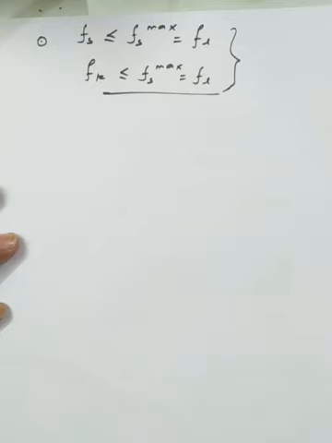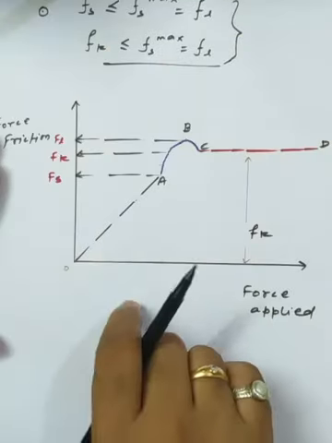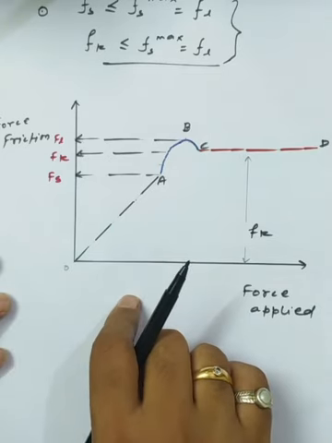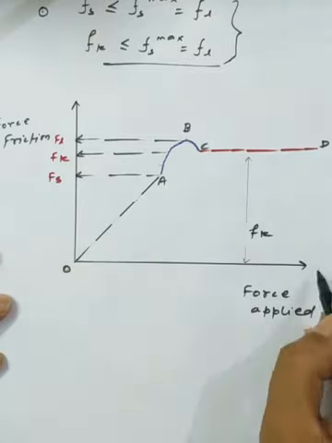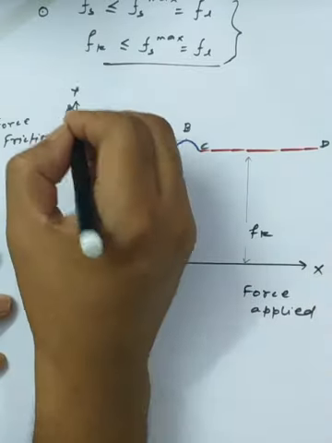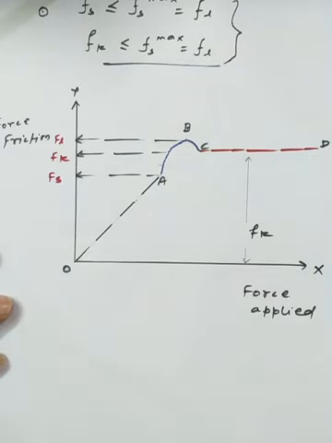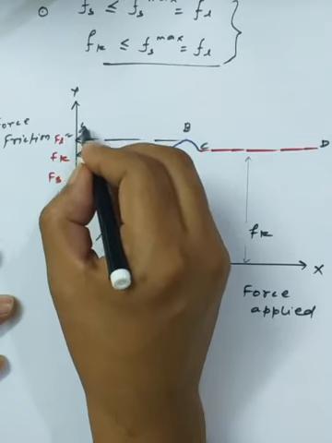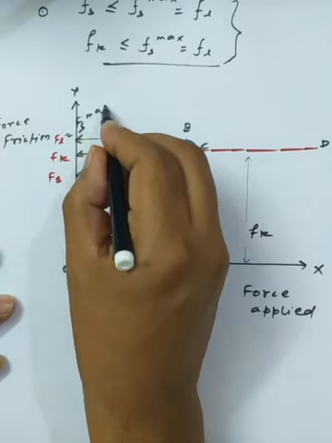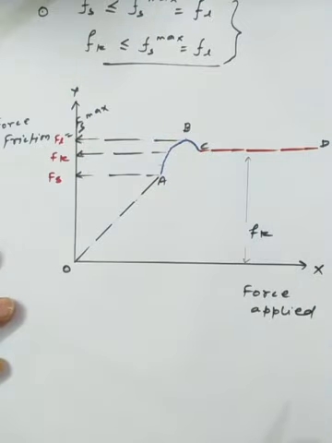Now we will discuss the graph. How can we represent all the frictions with the help of a graph? Here we have taken the basic representation of the variation of the force of friction with the force applied. Along the OX axis I have taken the force applied, and along the OY axis the force of friction. We have discussed three types of friction: static friction, limiting friction, that is Fs max, and then kinetic friction.